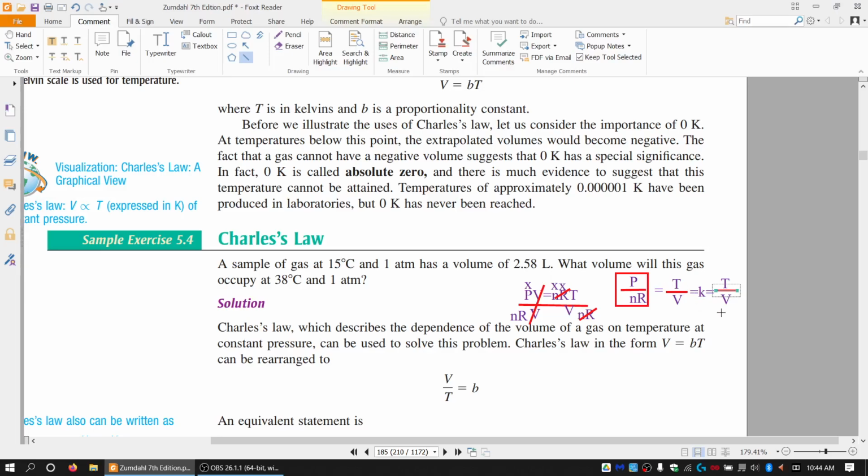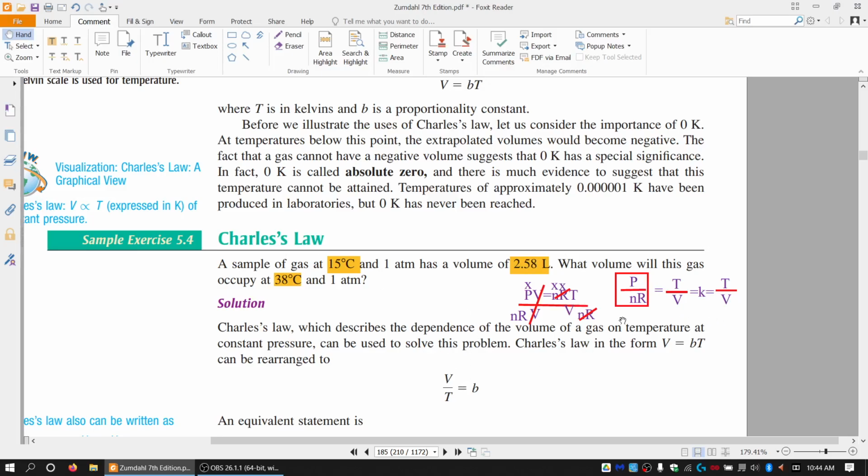And so I could then use this as my equation where I'm plugging in my two temperatures, 15 and 38, and then 15 matches up with 2.58. So 15 and 2.58, remember we need to convert temperatures to Kelvin. So 15 plus 273 is plugging in for this T, 2.58 is plugging in for this V, 38 plus 273 is plugging in for this T, and I'm solving for this V. Okay, so I was able to construct Charles's equation without having to memorize it.